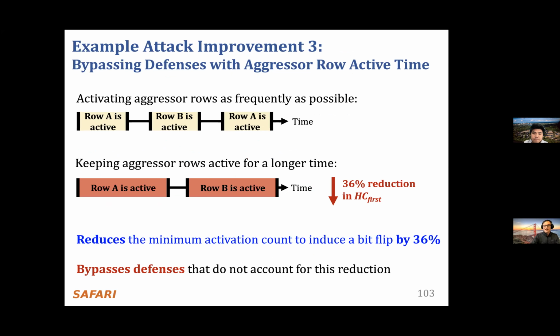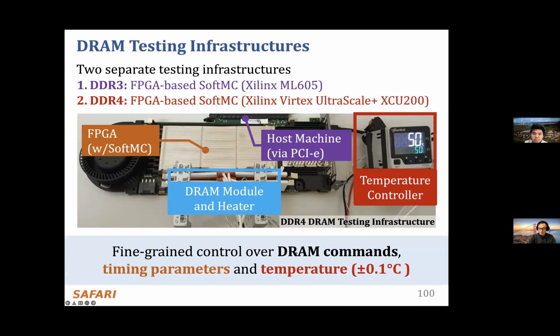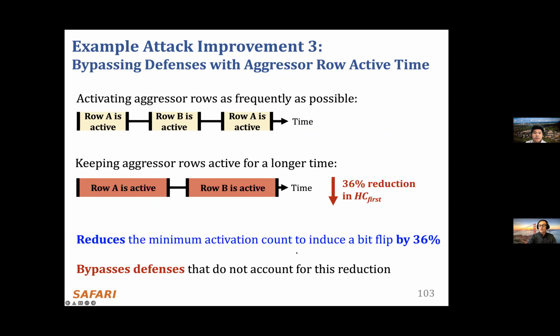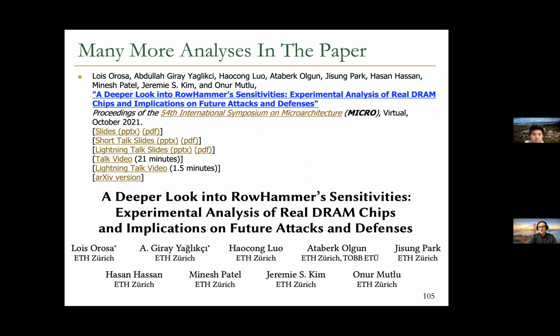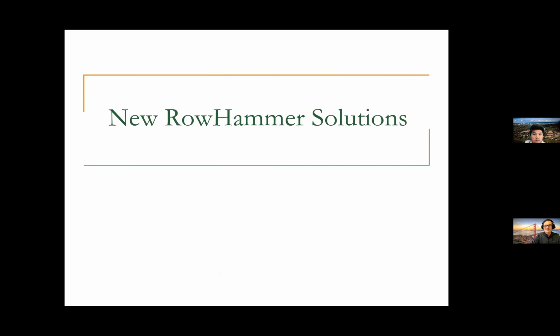For example, by understanding the aggressor active time, a better attack can reduce the minimum activation count to induce a bit flip by 36% and can bypass defenses that do not account for this reduction. And also you can improve the defenses by making them more efficient because you don't have to protect the entire DRAM chip at the same level of aggressiveness. And there are more analyses in the paper, but I do not have time to talk about that.